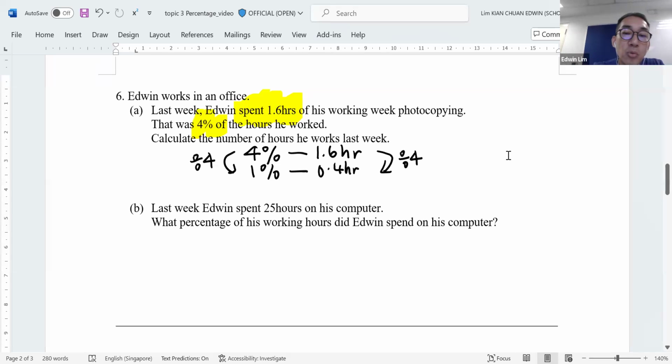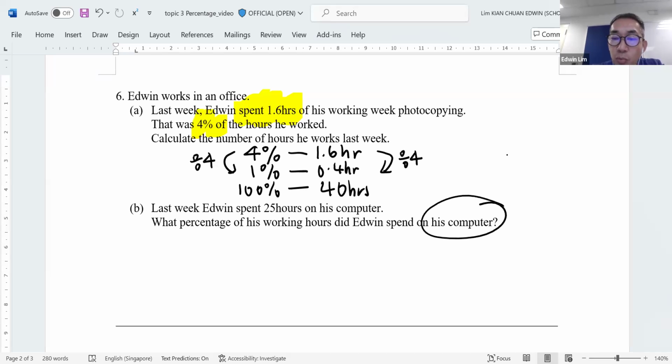All right, so the working hours will be 100%. So I can say is 40 hours of working hours last week. Last week, Edwin spent 25 hours on his computer. What percentage of his working hours did Edwin spend on his computer? On his computer is 25 hours.